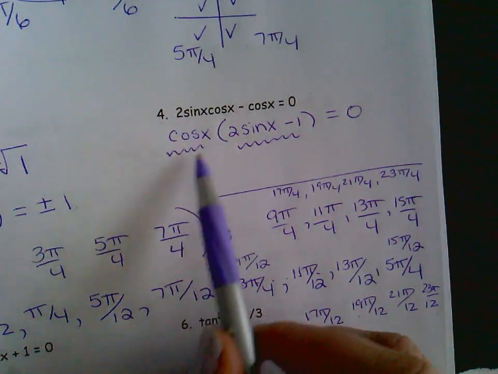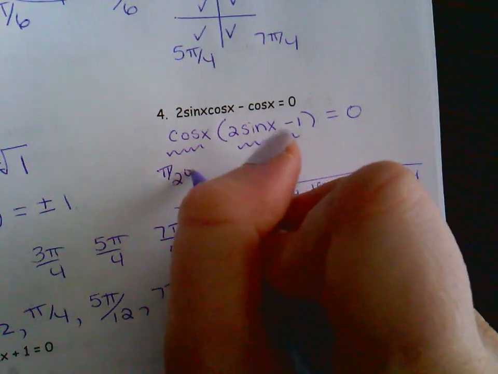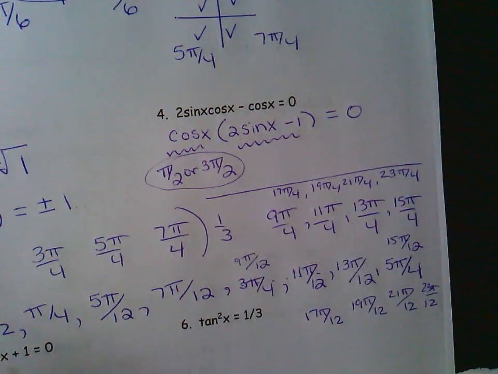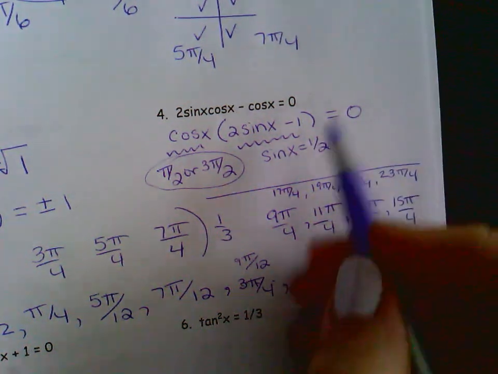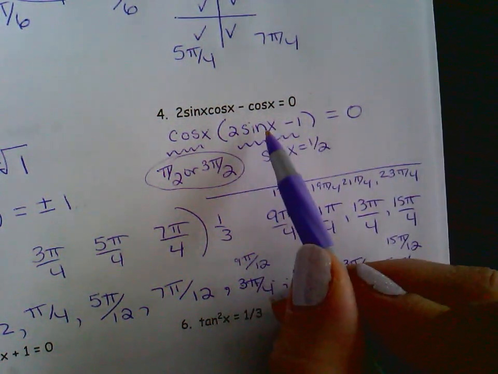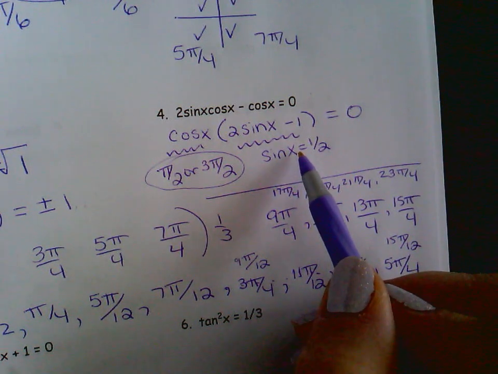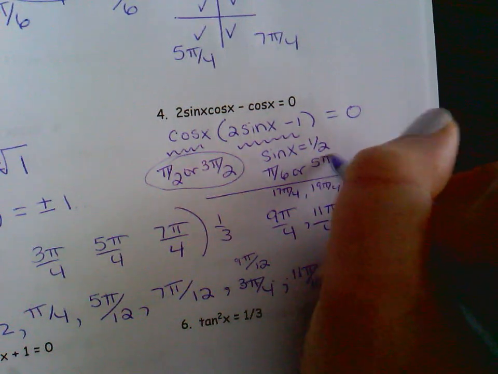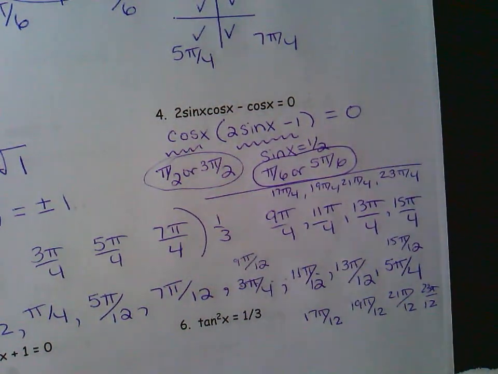Cosine is easier. So cosine is 0 at either pi over 2 or 3 pi over 2, right? Because that's the top and bottom of the unit circle. This is asking you, where will the sine of x equal positive 1/2 if I set that equal to 0? Sine is positive in quadrants 1 and 2. So that would be at either pi over 6 or 5 pi over 6. So if you plug any of those solutions in, you'll get 0.